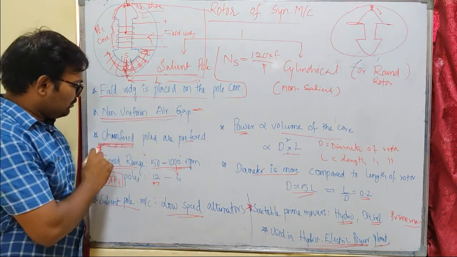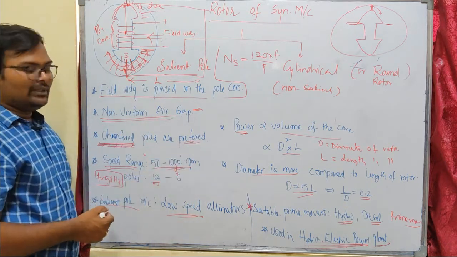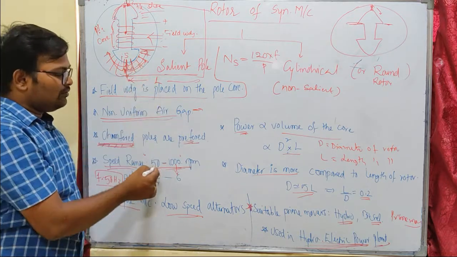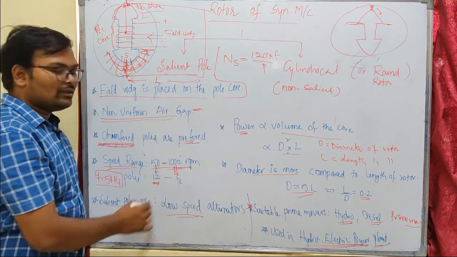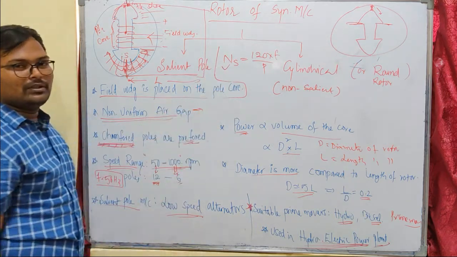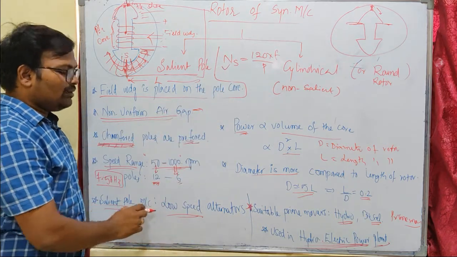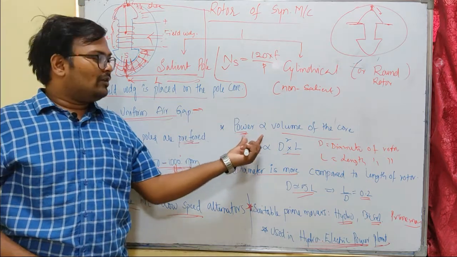Okay, they are called chamfered poles, and they are used for our salient pole machine. The speed range of our salient pole machine is around 50 to 1000 rpm, so the number of poles will be like this: for 50 rpm it is 12, for 1000 rpm it is 6, because it is a synchronous speed machine. So the salient pole machines are called low speed machines.